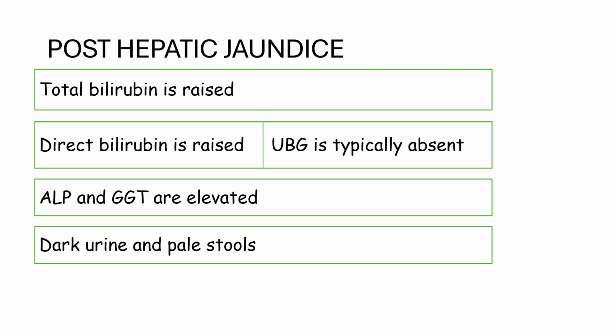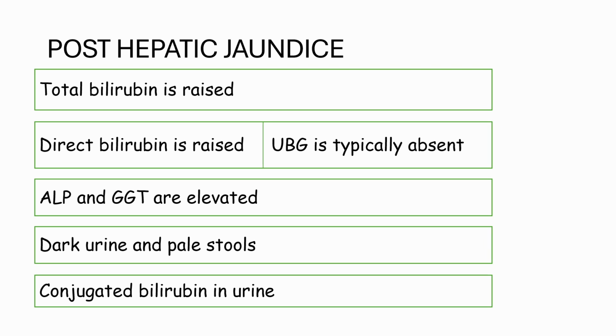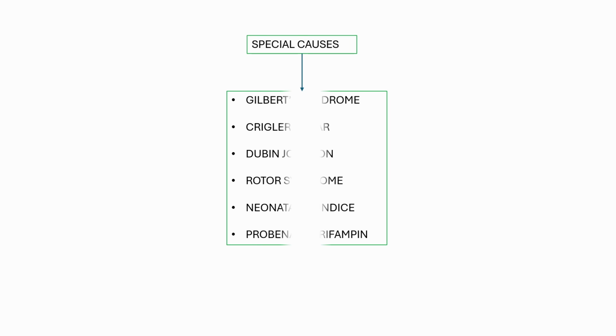There are also other special causes of jaundice, and some of them are Gilbert syndrome, Crigler-Najjar, Dubin-Johnson, Rotor, neonatal jaundice, and due to drugs like probenecid and rifampin. In Gilbert syndrome and Crigler-Najjar, the problem is in conjugation because some of the enzymes involved in conjugation are absent. UDP glucuronyl transferase deficiency can be mild and present as Gilbert, or severe, as in Crigler-Najjar, and it can result in early mortality.